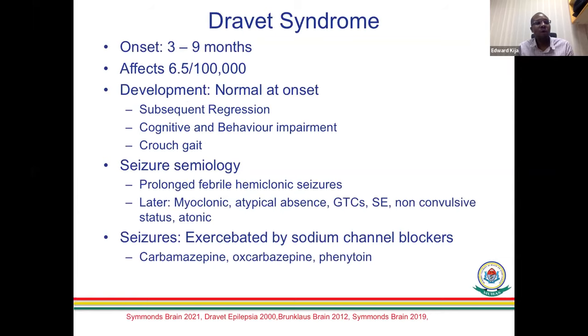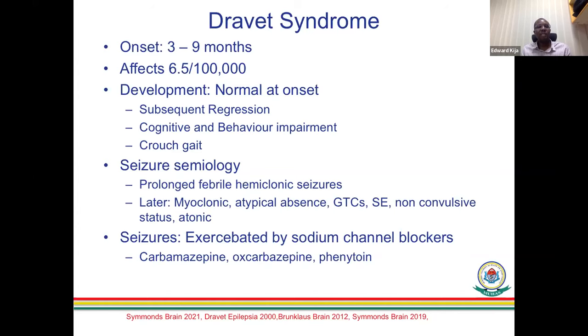The next, which is probably the most well-characterized DEE, is Dravet syndrome, which was previously called severe myoclonic epilepsy of infancy. It usually begins between 3 and 9 months of age and affects about 6.5 per 100,000 children. Usually the development is normal at the onset of seizures, but subsequently, in the second year of life, these children experience a developmental regression. Some of them may present with an abnormal gait, presenting as a crouch gait. Initially they present with prolonged febrile hemiclonic seizures, which can be triggered by a hot water bath. This usually presents during the first year of life.